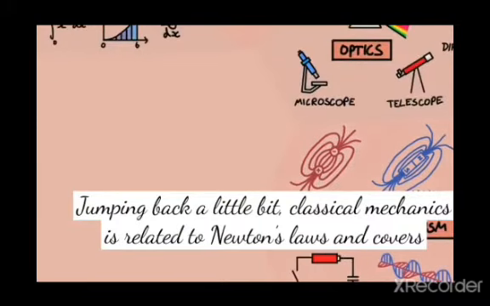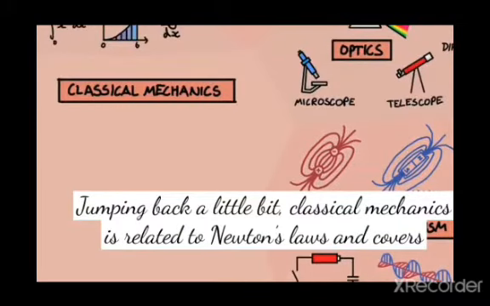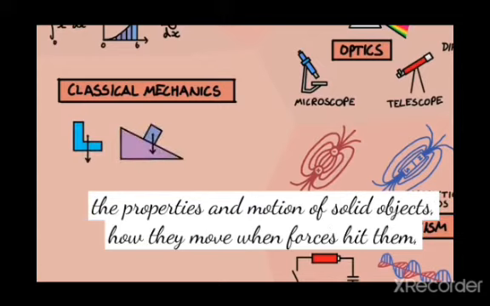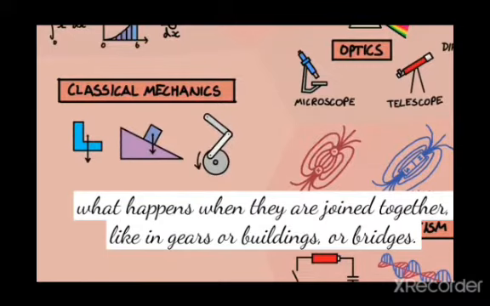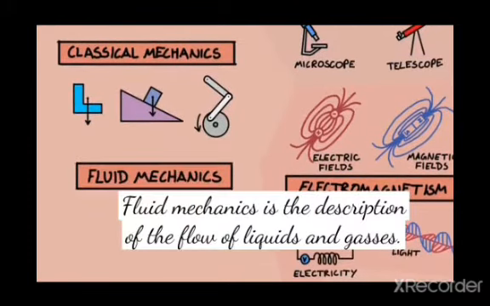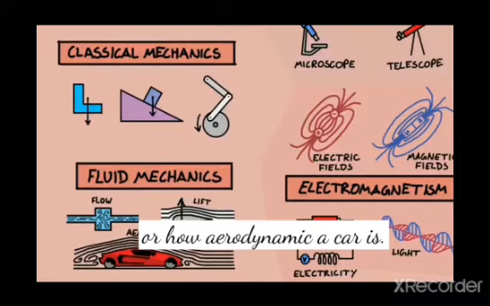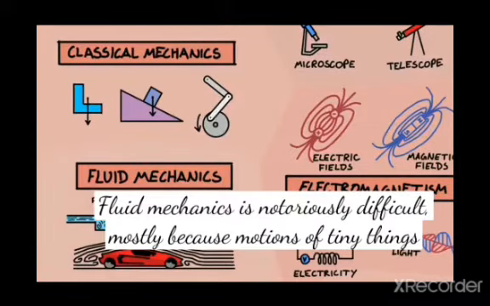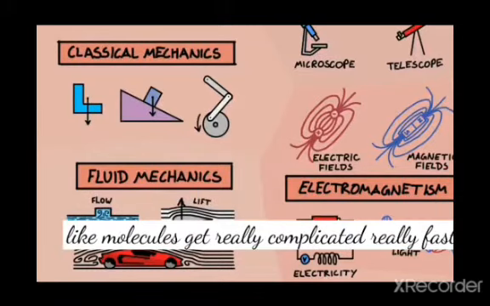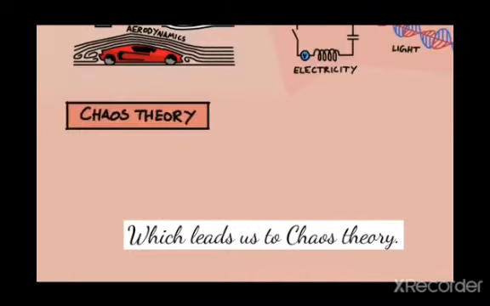Jumping back a little bit, classical mechanics is related to Newton's laws and covers the properties and motion of solid objects, how they move when forces hit them, and what happens when they are joined together, like in gears or in buildings or bridges. Fluid mechanics is the description of flows of liquids and gases. Using fluid mechanics, you can work out how much lift is generated from an aeroplane's wing, or how aerodynamic a car is. Fluid mechanics is notoriously difficult, mostly because the motions of tiny things like molecules get really complicated really fast, which leads us to chaos theory.